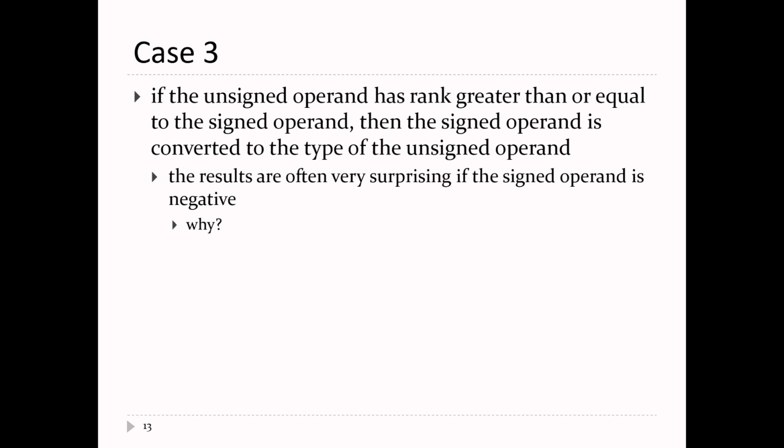The real problem happens when you run into case 3. You have an unsigned operand and a signed operand. If the unsigned operand has rank greater than or equal to the signed operand, then the signed operand gets converted to the type of the unsigned operand. That's a problem because if the signed operand is negative, the result you get is probably not the one you're hoping for. We'll look at an example of that in a moment. Actually, why don't we look at that now?